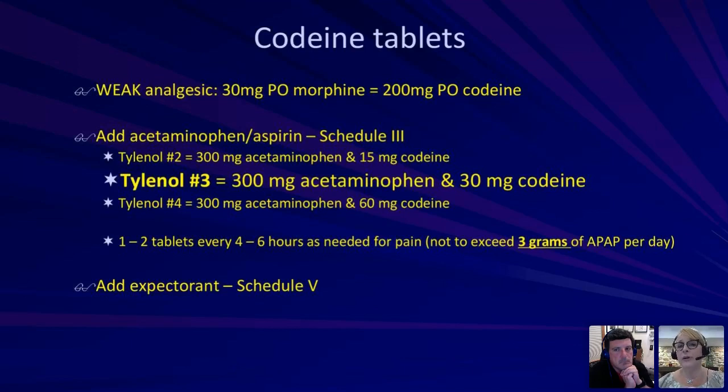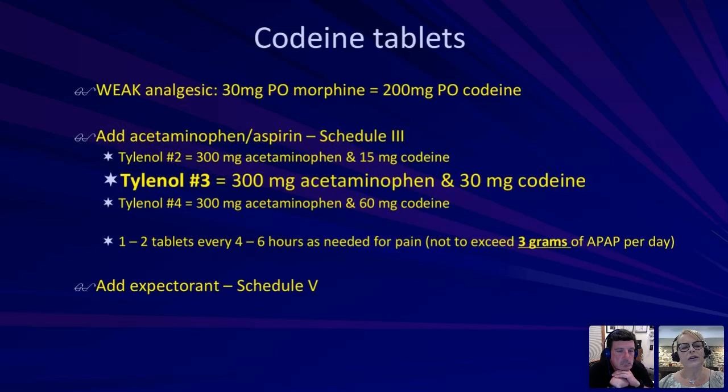So we just saw the comparison of morphine to hydromorphone. Look at this comparison on the first line. 30 milligrams of oral morphine is equivalent to 200 milligrams of oral codeine, which would also imply, by the way, that 8 milligrams of hydromorphone is also equivalent to 200 milligrams of codeine. That's a lot of codeine. And we don't typically dose patients that high over the course of the day.